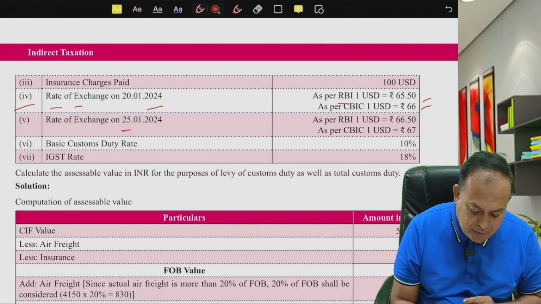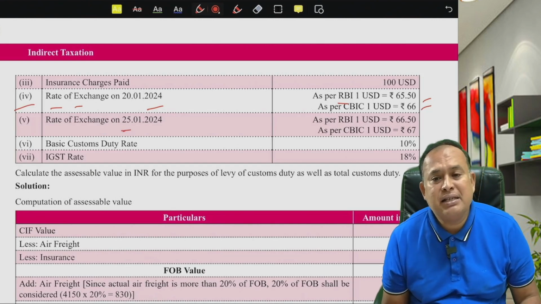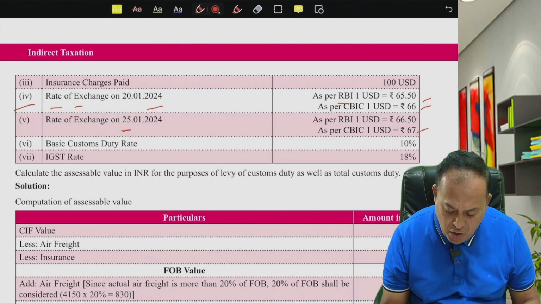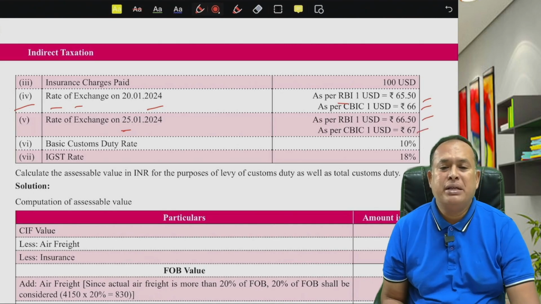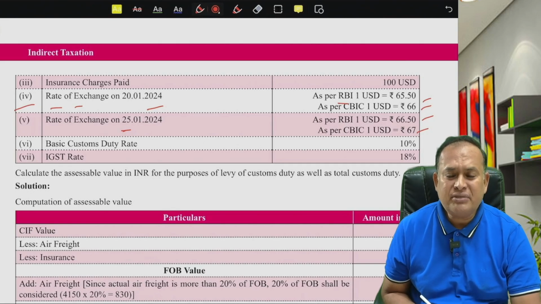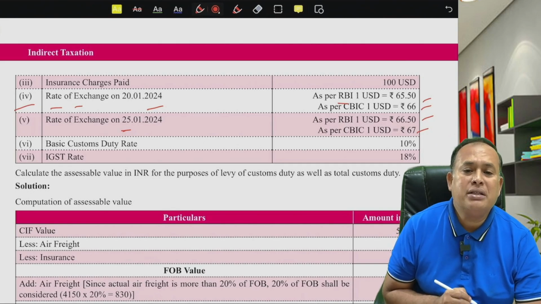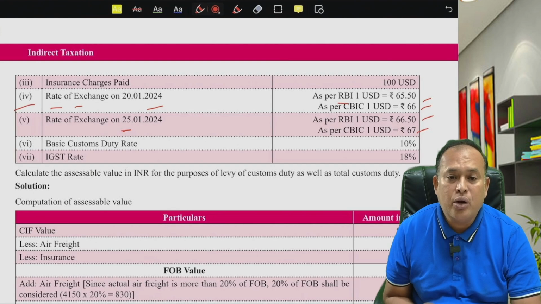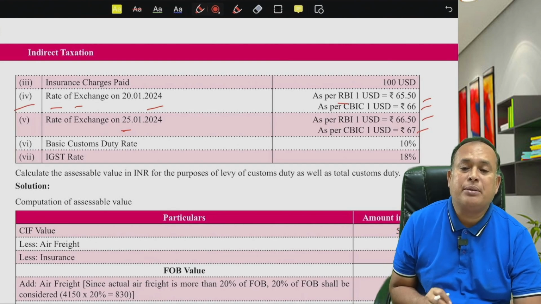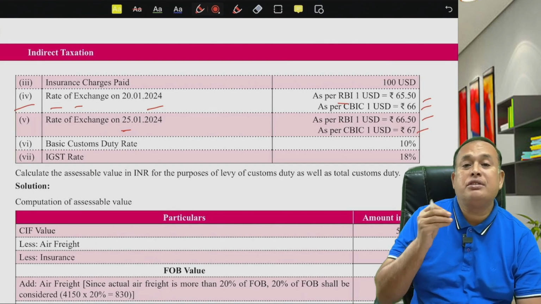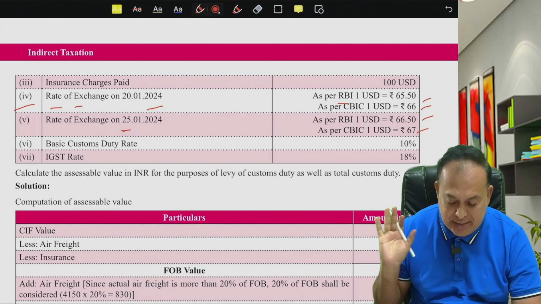On the 25th of January, the exchange rate of the CBIC is 67 rupees, RBI 66.50 paise. BCD rate 10%, IGST 18%. Calculate the assessable value in Indian rupees for the purpose of levy of custom duty as well as the total custom duty they are asking us to find out. Very simple, my dear friends.